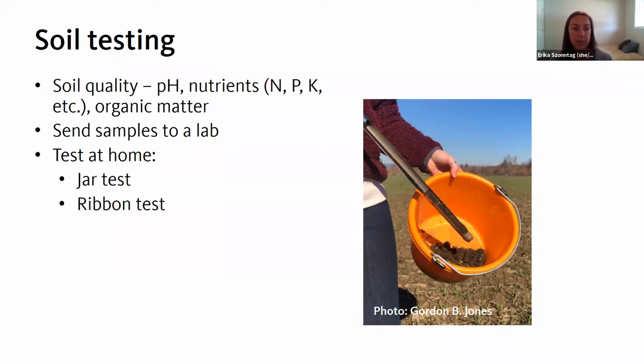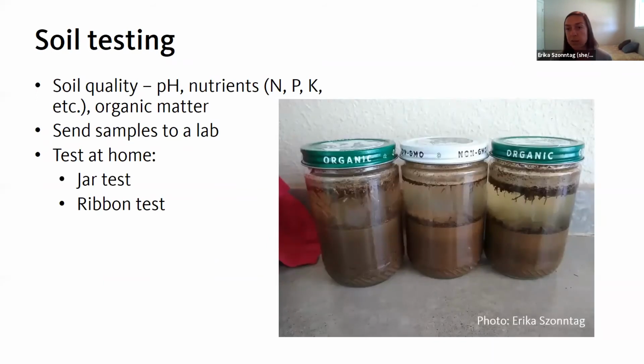You may also just want to test your soil at home just for texture, and the jar test and the ribbon test are two really easy ways to do this. So this is an example of the jar test here. The way you do this is to scrape off the top organic matter layer of the soil that you're looking to test and dig down to that mineral soil and fill up a jar about halfway with the soil sample and the rest of the way with water. You can see in this picture, I didn't do a super great job of getting that organic material off, but I think you get the idea.